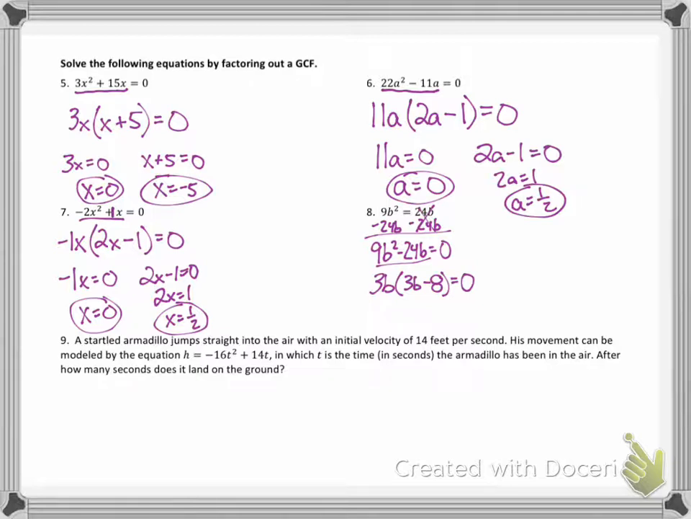Set that equal to 0. Take each of my factors and set them equal to 0. That would leave me with b equals 0 for the first one. The second one, I'd have adding 8, then dividing by 3. I get b equals 8/3.